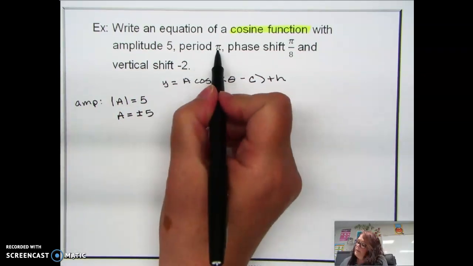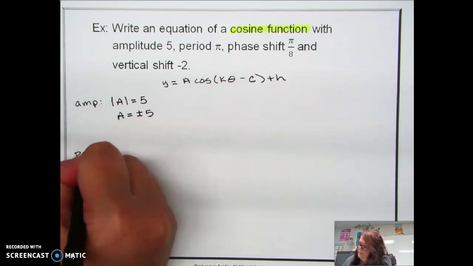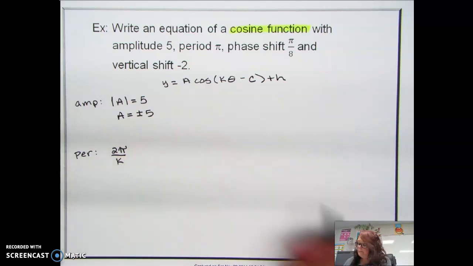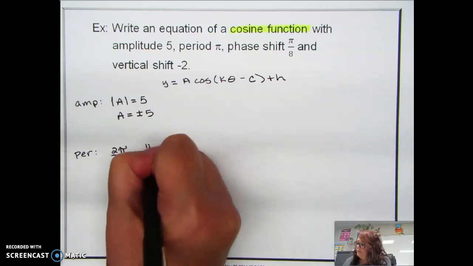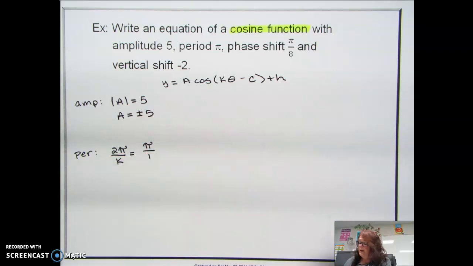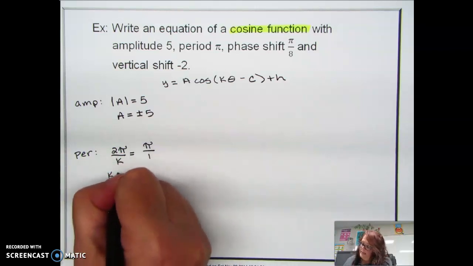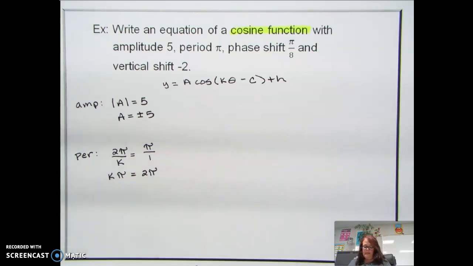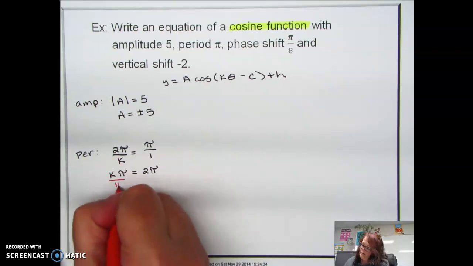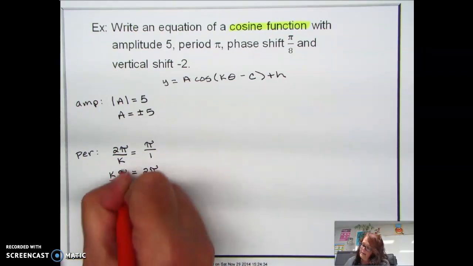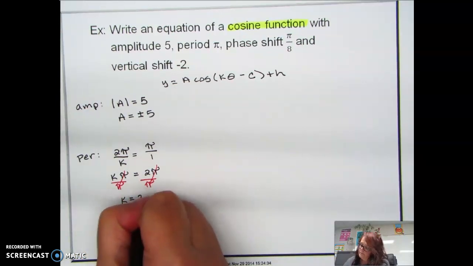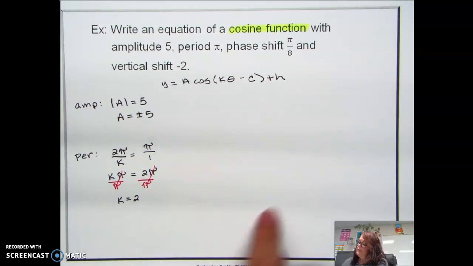They told us that our period is equal to pi. So we said the period was 2 pi over k. And so if I set that equal to pi, or pi over 1, I can cross multiply and say k times pi is equal to 2 pi times 1. And then if I divide both sides by pi, that means that I have a k value of 2. Okay, so I'm going to keep working that.